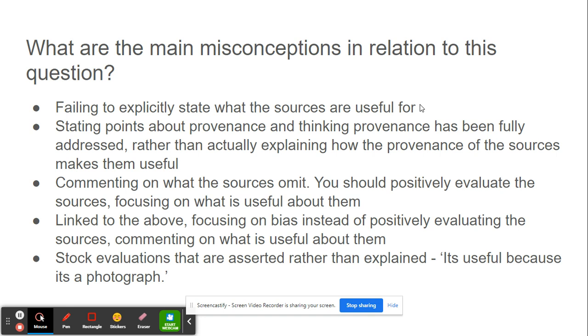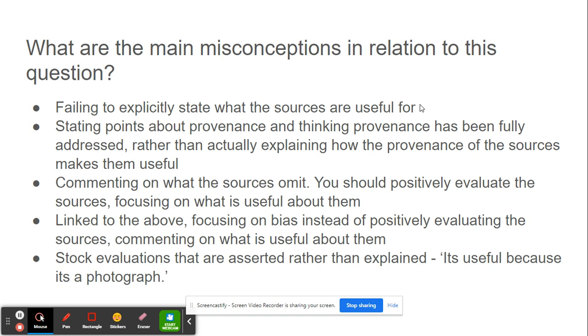Linked to that, stating points about provenance and thinking you've covered provenance, rather than actually explaining how the provenance of the sources makes them useful, is another key area. Equally, sometimes candidates comment on what the sources omit. You're not going to really get credit for that. You need to positively evaluate the sources, focusing on what is useful about them.